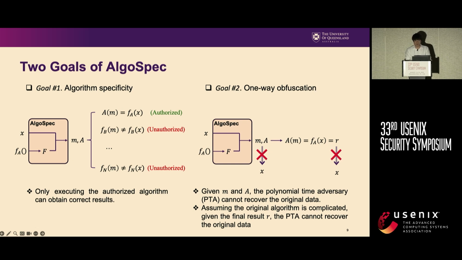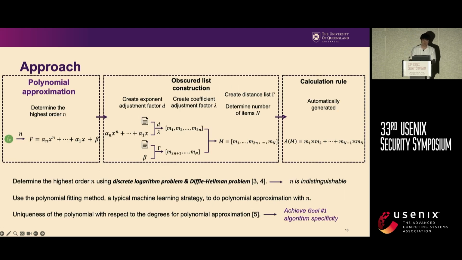And next, we will dive into the detailed approach of AlgoSpec and explain why it can achieve the two goals we are setting. And here, let's break down the approach into three main steps. The first one is polynomial approximation, and next is obscure list construction, and finally is the calculation rule generation. So let's begin with the polynomial approximation.